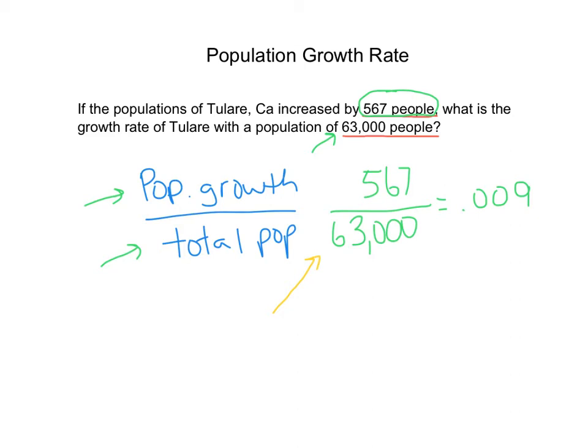And if you do that, 567 divided by 63,000, you get 0.009. Now remember, that is not a percent yet. To turn that into a percent, we got to move the decimal over once, twice, right there. There's our answer. The population growth rate of Tulare is 0.9%.